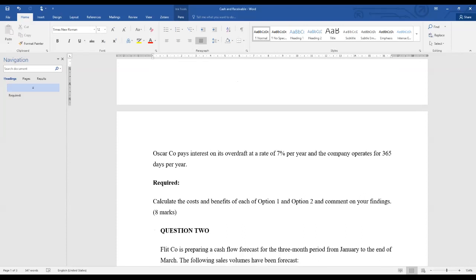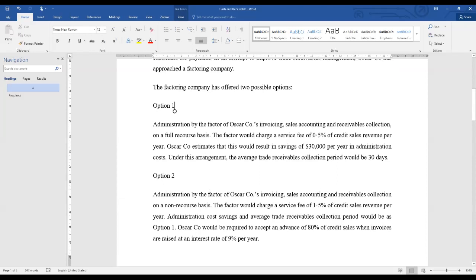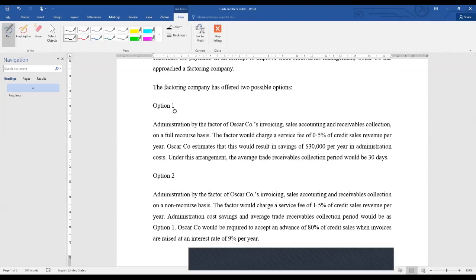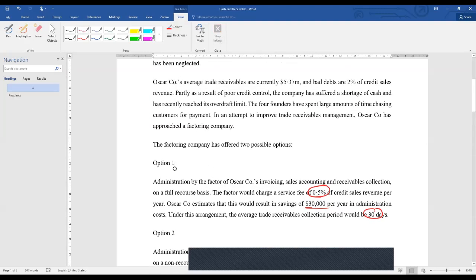So option one, let's read together. The company is going to hire a factor, and this factor is going to charge the company a fee of 0.5% of the credit sales. They'll be saving in terms of admin cost. That's a benefit to the company. The number of days would be 30. Currently, how many days does the company have? Not so sure. However, we've been told the current investment in receivables is equal to 5.35 million. Don't forget, in this option one, it's a full recourse basis. That implies any bad debt, the company will be the one to bear it, not the factor. So the company continues bearing the bad debt expense.